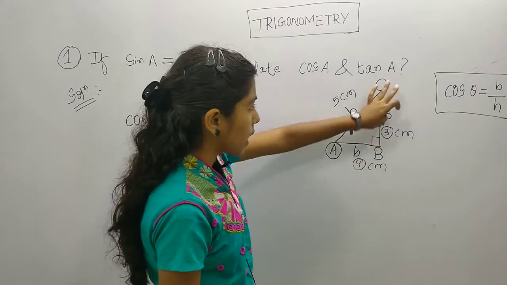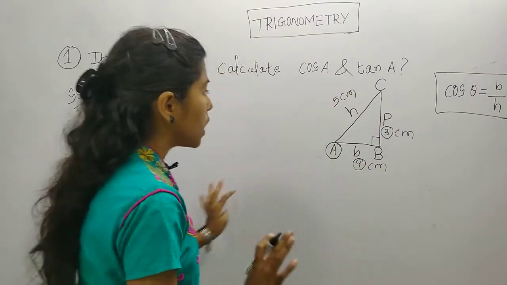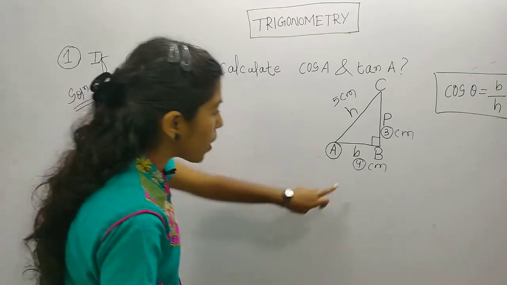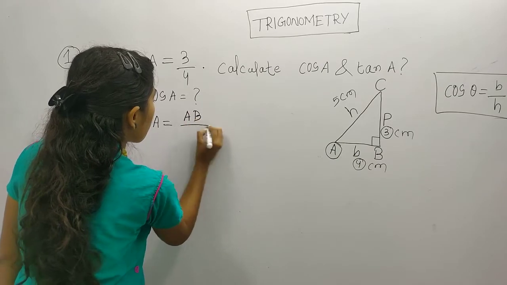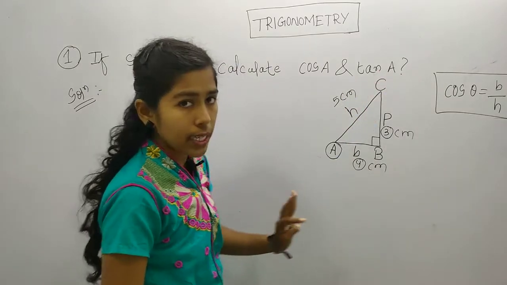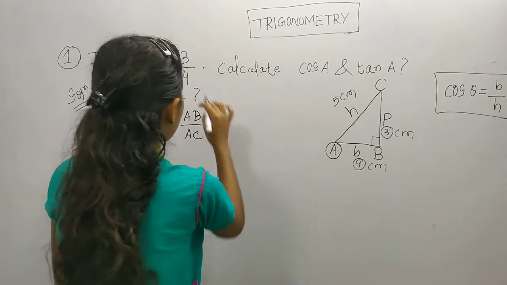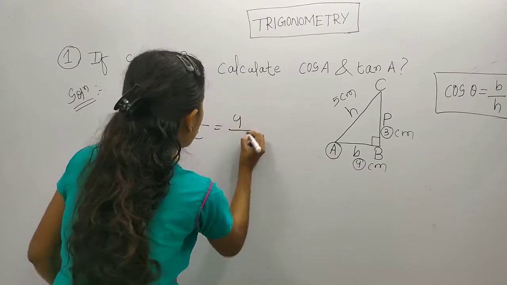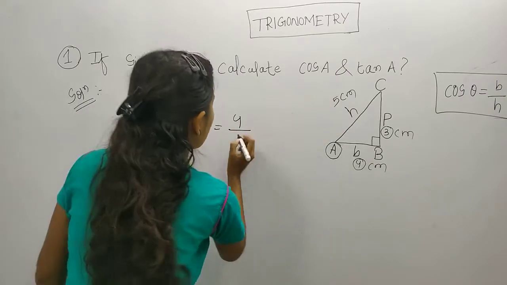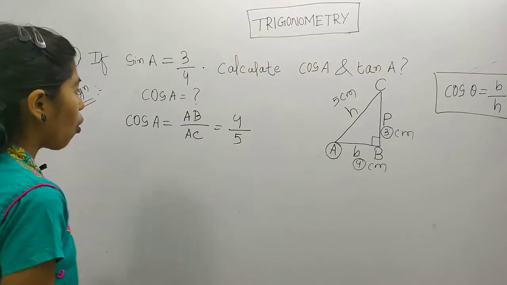The side opposite A is BC, the perpendicular. This is the base, this is the hypotenuse. We just have to write the base AB by the hypotenuse AC. AB is 4 and AC is 5 cm. So cos A equals 4 by 5. Over.